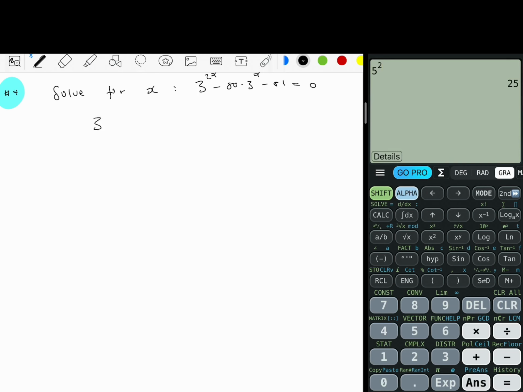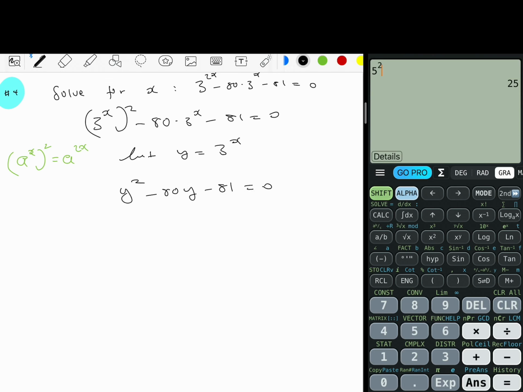You see that 3 power 2x can be written as (3 power x) squared, right? Why can it be written like this? Because we know that a power 2x is (a power x) squared. So this can be written like that, minus 80 times 3 power x, minus 81, is equal to 0. So if I let y equal 3 power x, this can be written as y squared minus 80y minus 81 is equal to 0.